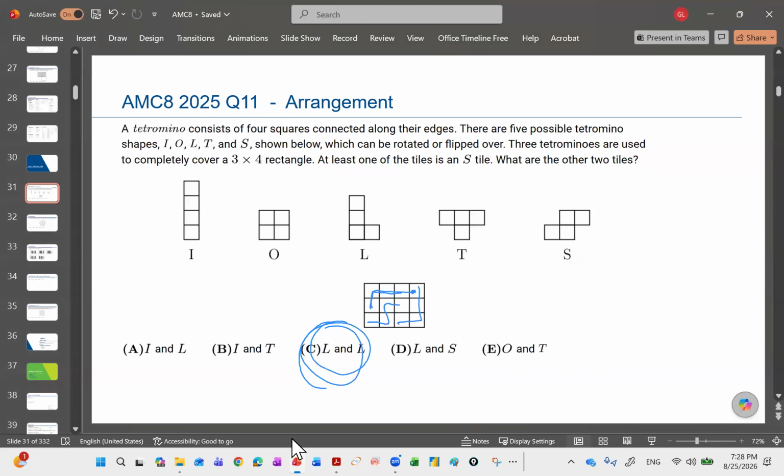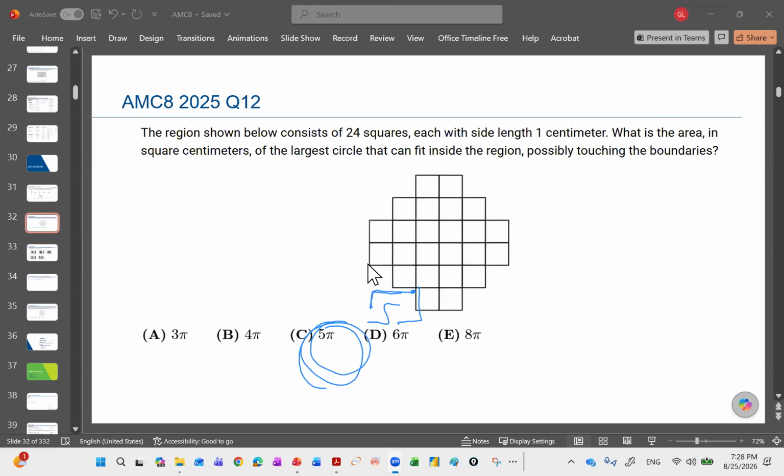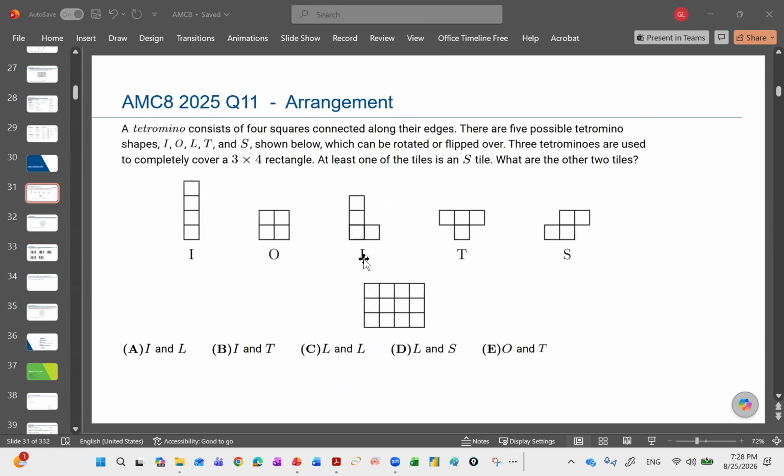Okay. All right. A lot of people did it. Everyone did it correctly. That's crazy. Good. All right, let's go to number 12. Does anyone have a question about 11? No? Okay, well, that's good.